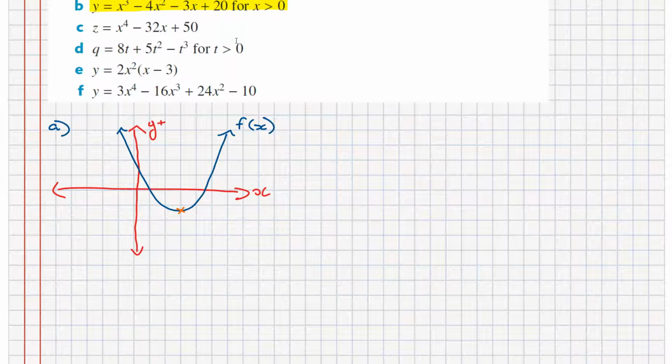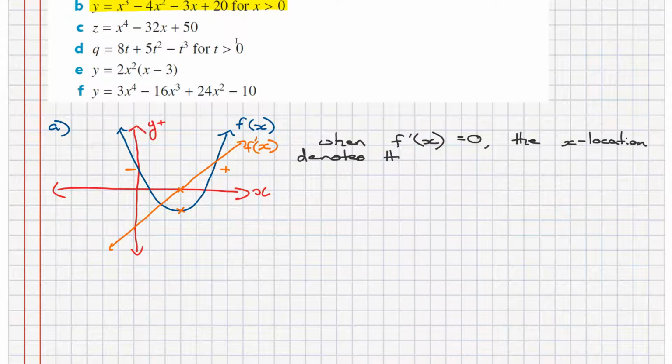Now if we were to take the derivative of this function, what we'd find is that our derivative would look something like this, because on the left hand side of the stationary point we've got a negative gradient, and on the right hand side of the stationary point we've got a positive gradient. And remember, the stationary point is always going to be the x-intercept of the derivative function, f dash of x, like so. So pushing onward from that, what we can deduce is that the derivative is going to give away the location of the stationary points. So when f dash of x equals 0, the x location denotes the stationary points for f of x.